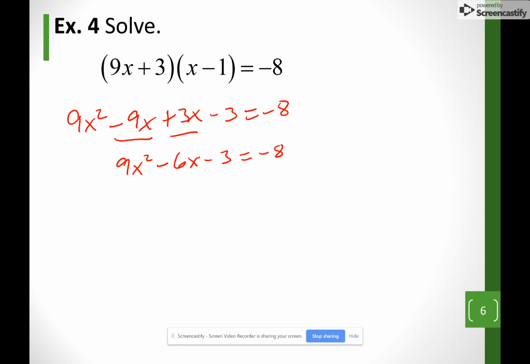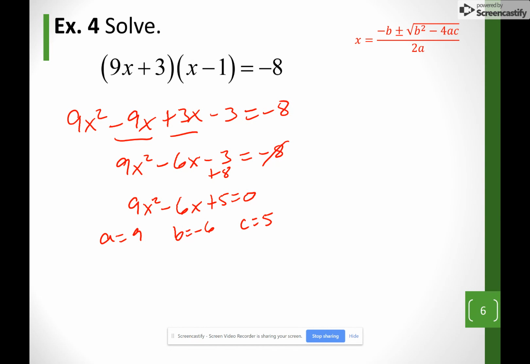Now I want to solve this using the quadratic formula. So my minus 8, I'm going to move it to the left as a plus 8. So I have 9x squared minus 6x plus 5 is equal to 0. I see my A is 9, my B is negative 6, and my C is 5. Let me remember the quadratic formula. I want to work the square root part first. So I'm going to do negative 6 all squared minus 4 times 9 times 5, all inside the square root.